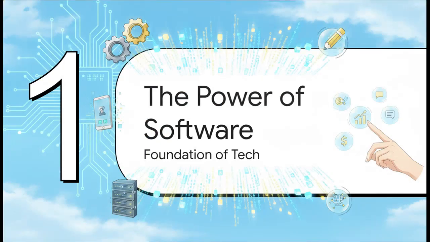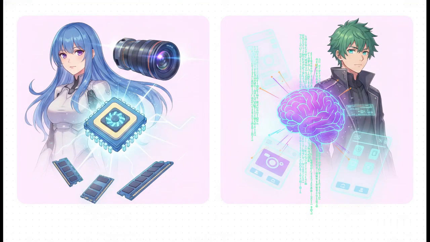Section 1. The power of software. Let's start right at the foundation. So what exactly are we talking about when we say software? Well, the easiest way to picture it is by comparing it to hardware. Hardware is the physical body of a device, the stuff you can actually touch: the CPU, the memory chips, the camera lens. But software is the mind. It's the exact set of instructions and data telling that physical hardware what to do. When you tap the camera app on your screen, it's the software that wakes up the physical lens, processes the light data, shows you a preview, and safely tucks that file away in the cloud.